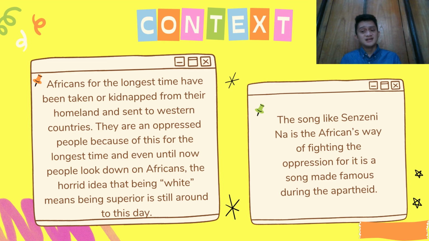The song Senzenina is the African way of fighting oppression, for it is a song made famous during the apartheid.